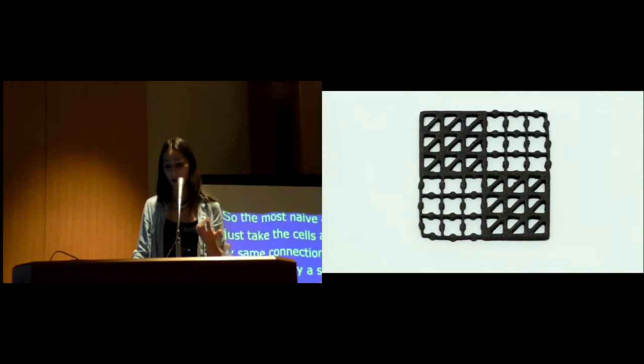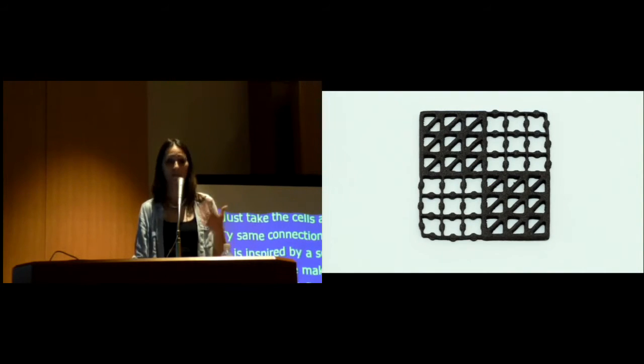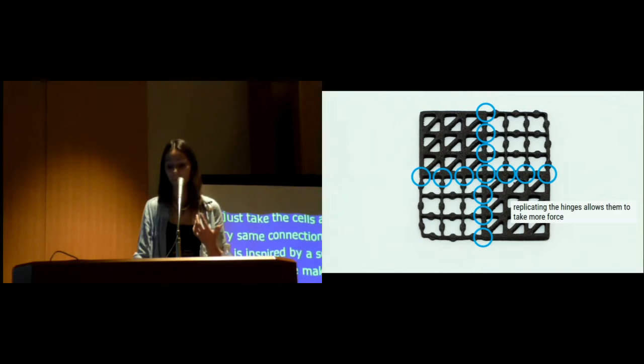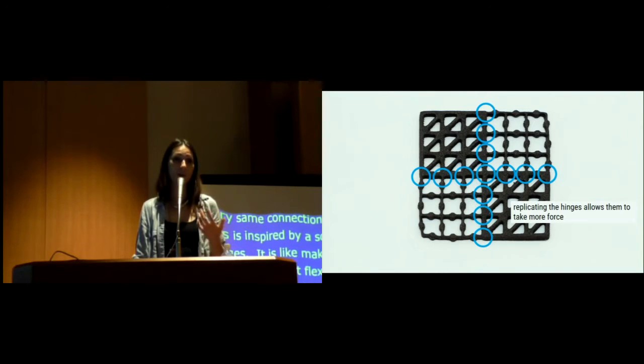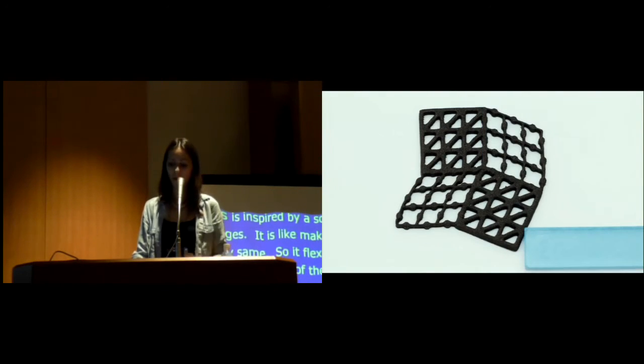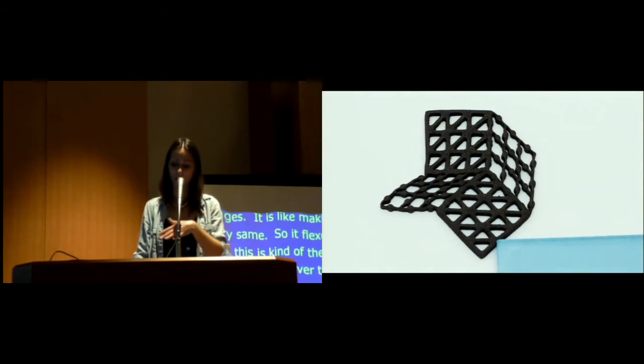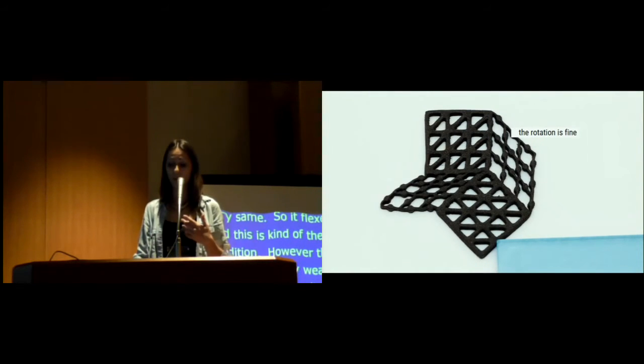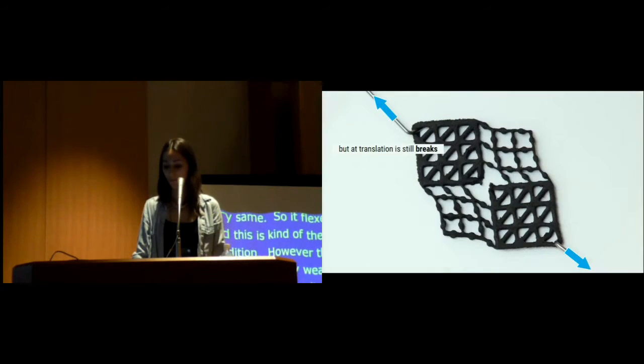So we set out to replicate multiple of these hinges, and that allows our hinges to take more force. And again, this is what we refer to as the hinge array. Now you see how it deforms and they all shear in a very controlled way. So the rotation is fine, that's cool. But then at translation, if you pull it apart, it still breaks.